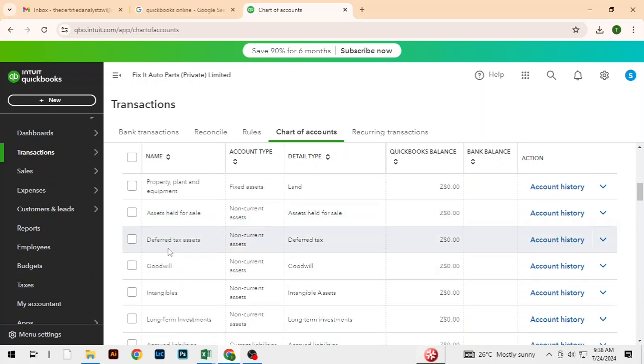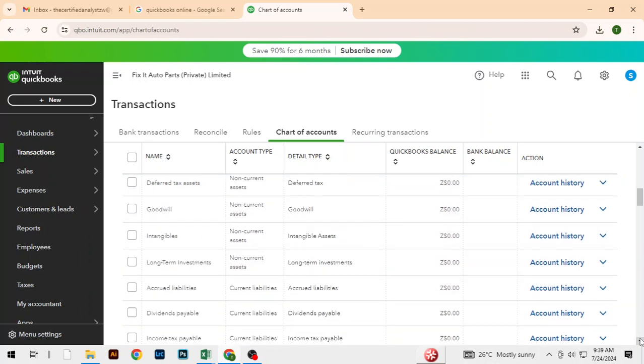Then we've got deferred tax assets. Okay, so deferred tax assets, they reduce the tax liability. Let's say at some point you may have overpaid for tax, and it also results from the varying methods of depreciation that you may be using. So it reduces the tax liability that you have to pay in the income statement.